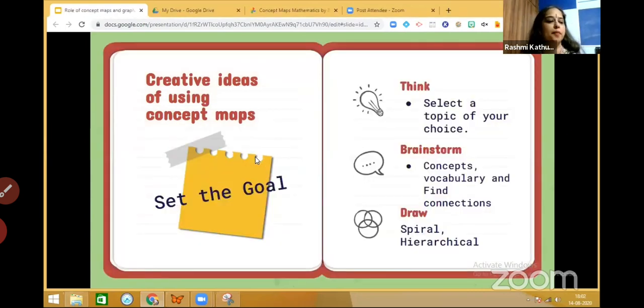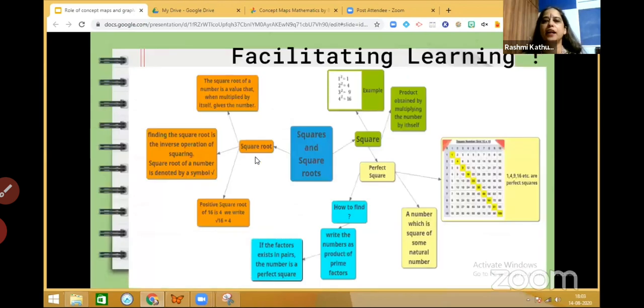In the process, we have to understand that first we have to set the goal. And after setting the goal, think, brainstorm, and draw. And this drawing is completely flexible because some people think in a spiral fashion, some in a linear fashion. So it depends on the thinking of the mind, how we wish to represent the information.